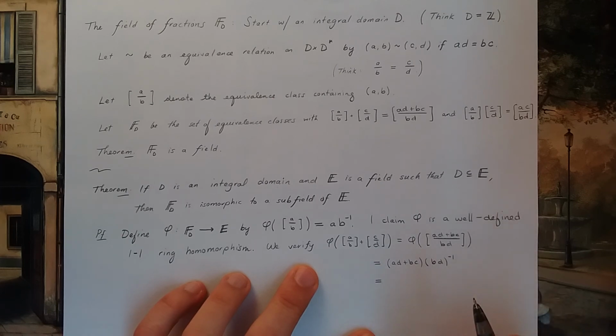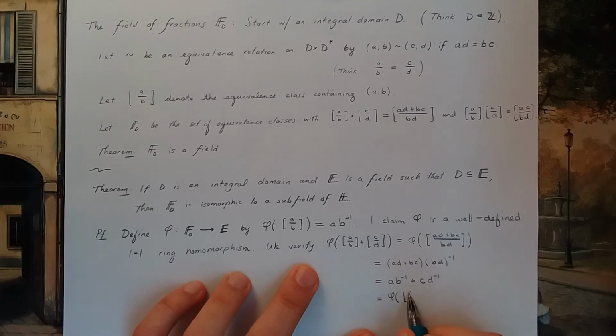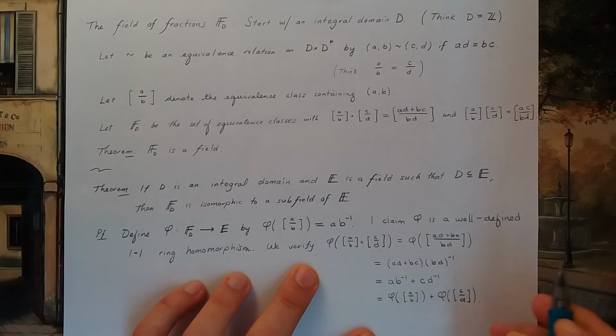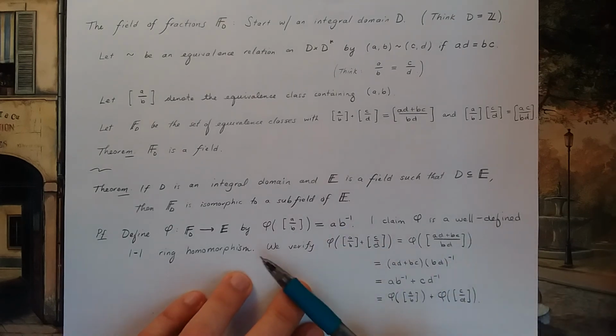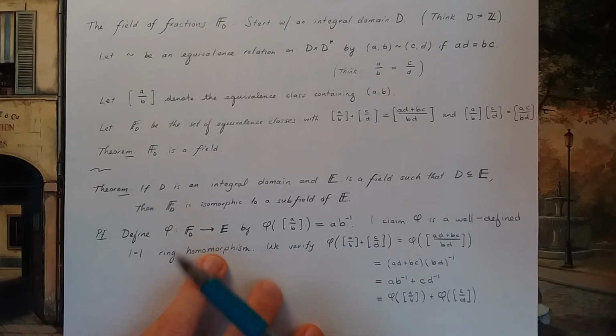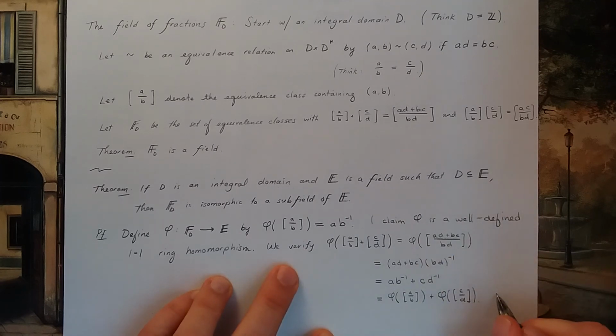So AD times BD inverse would actually simplify to AB inverse. And similarly, BC times B inverse D inverse would simplify to CD inverse. And this, by definition, is phi of A over B plus phi of C over D as needed. So that proves the addition property. The multiplication property is similar. One-to-one is not difficult to show, and well-defined is not difficult to show either. So I'm not going to check all the details here either.